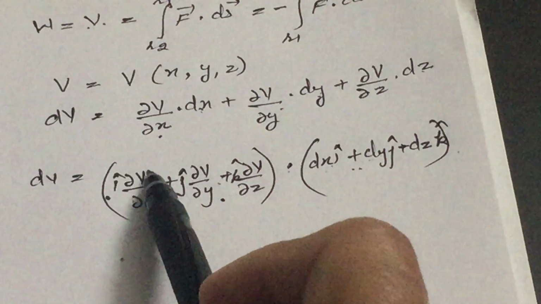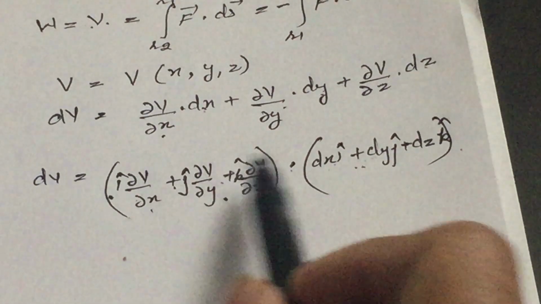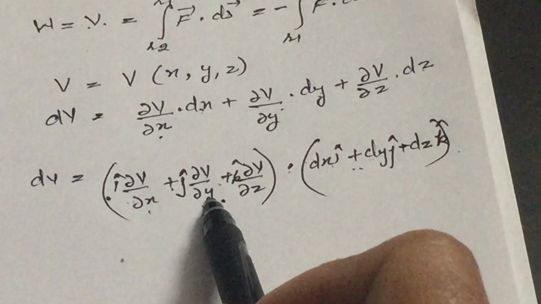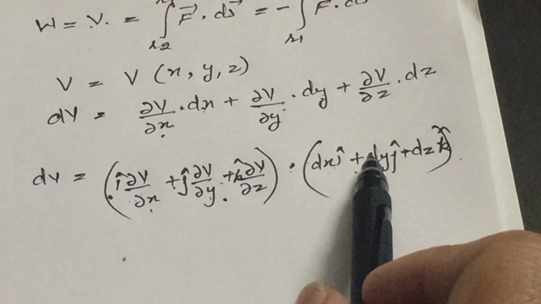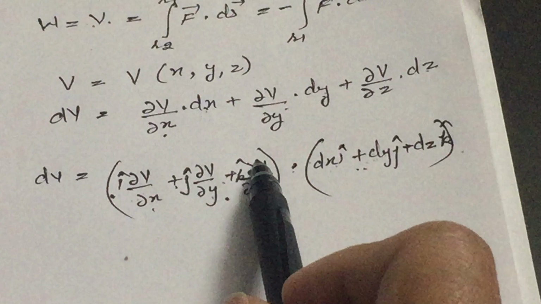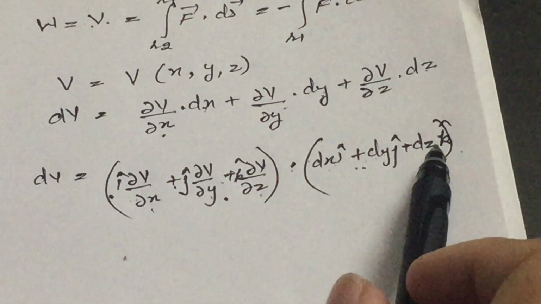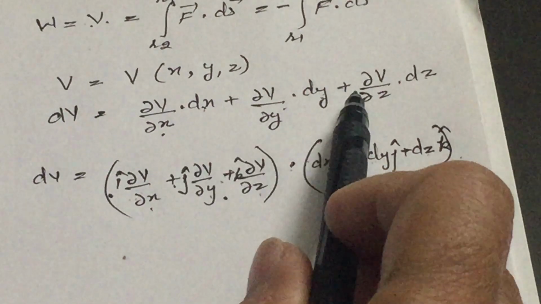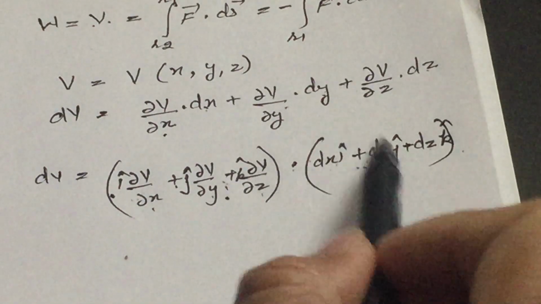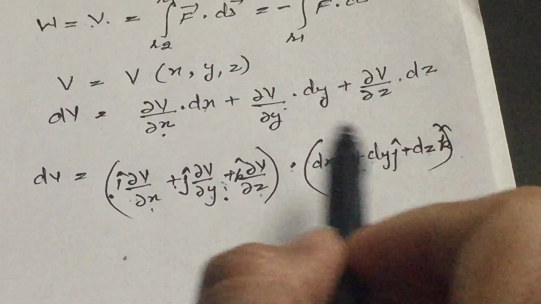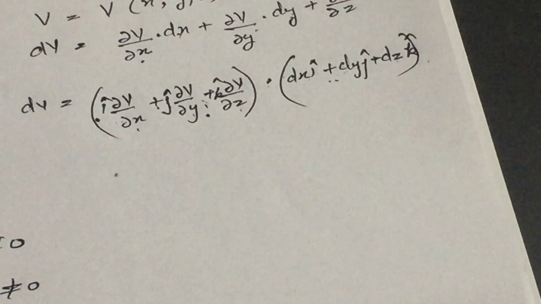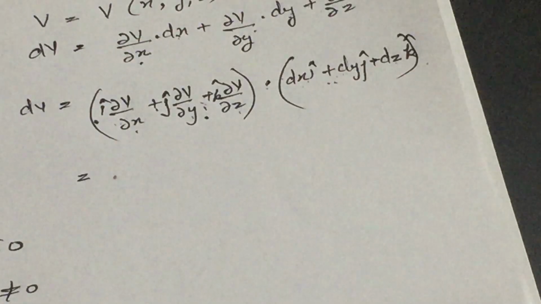Only the terms change of V with respect to x dx will survive. Change of V with respect to y dy will survive, and change of V with respect to z dz will survive, and these are the terms which we will obtain after multiplying these two vectors. And these two vectors can be written in the form of the del operator.